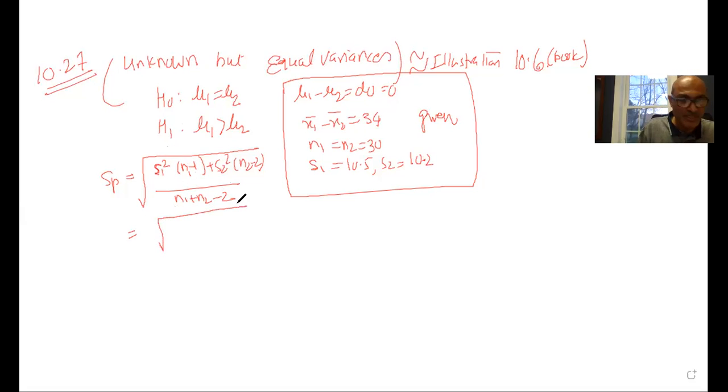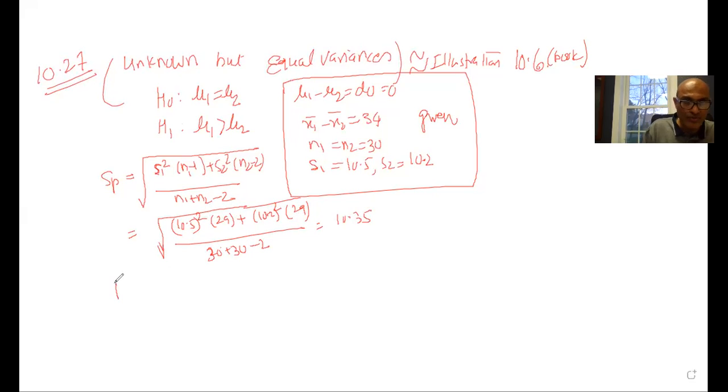That is better. So that is equal to 10.5 square and 29 plus 10.2 square and 29, because N1 and N2 are same, divided by 30 plus 30 minus 2. So that is equal to 58, everything under the square root sign, and that is equal to 10.35. So that is my SP, 10.35.